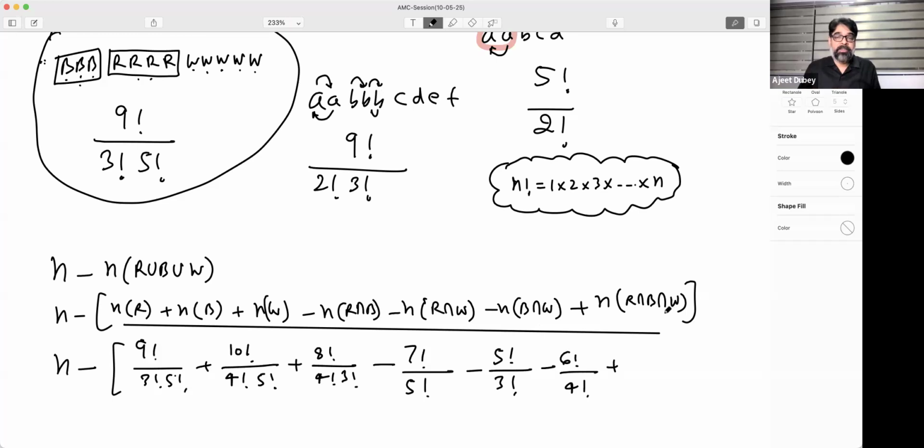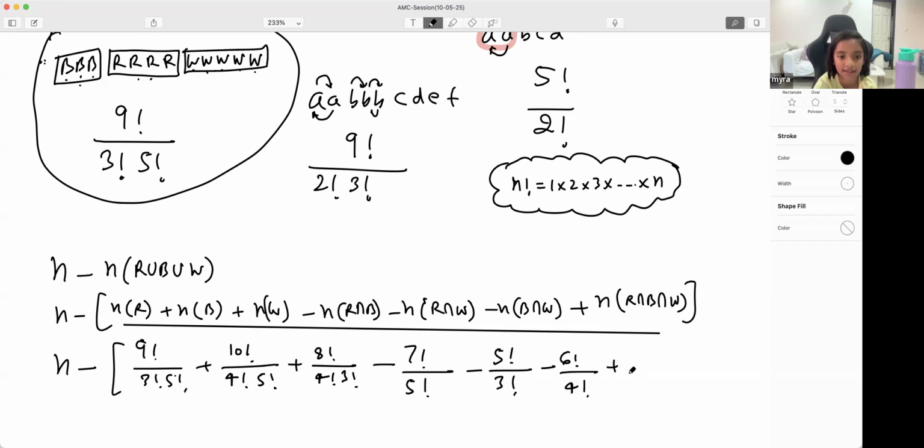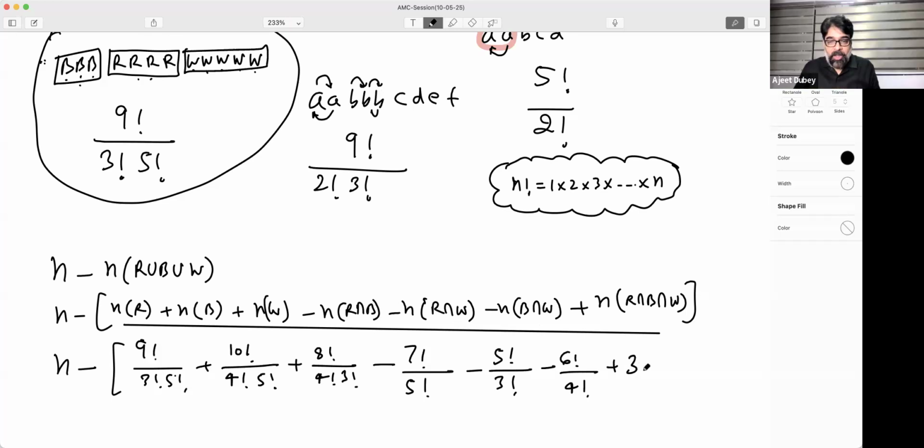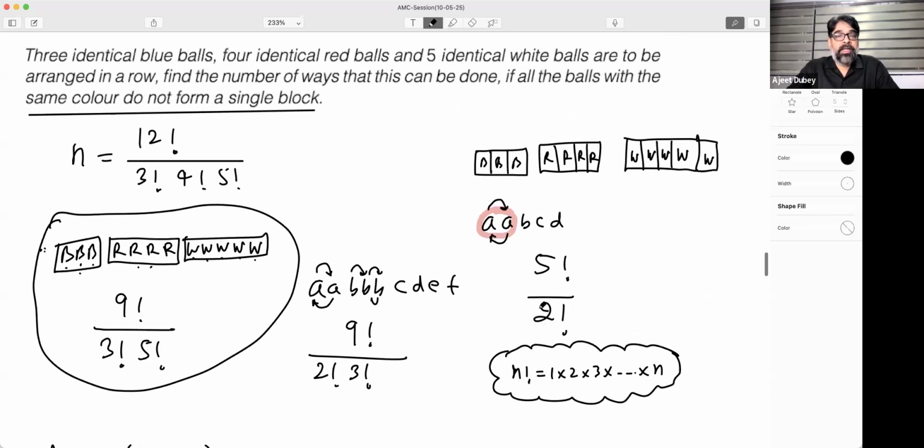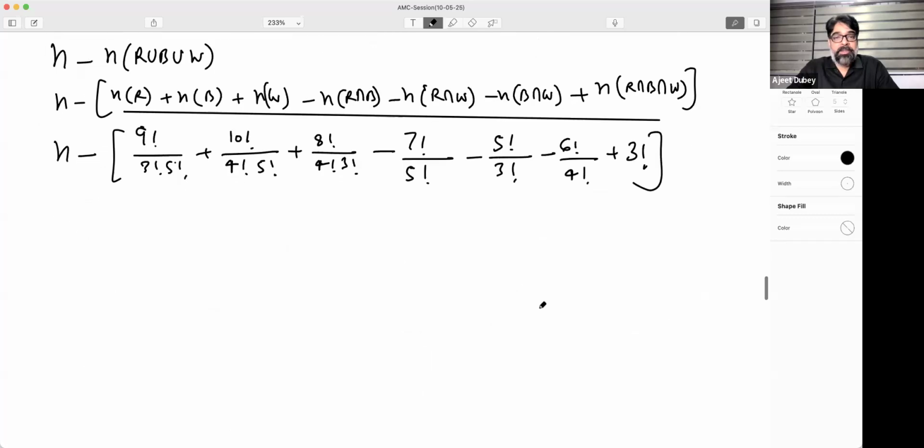Plus, this is the point. All 3 should be together. Means this is also together. So that means 3 factorial. That's all. This will be your answer. That's why I said in the chat box we cannot write the answer. This will be the final answer. So here single block. This is what the meaning of this.